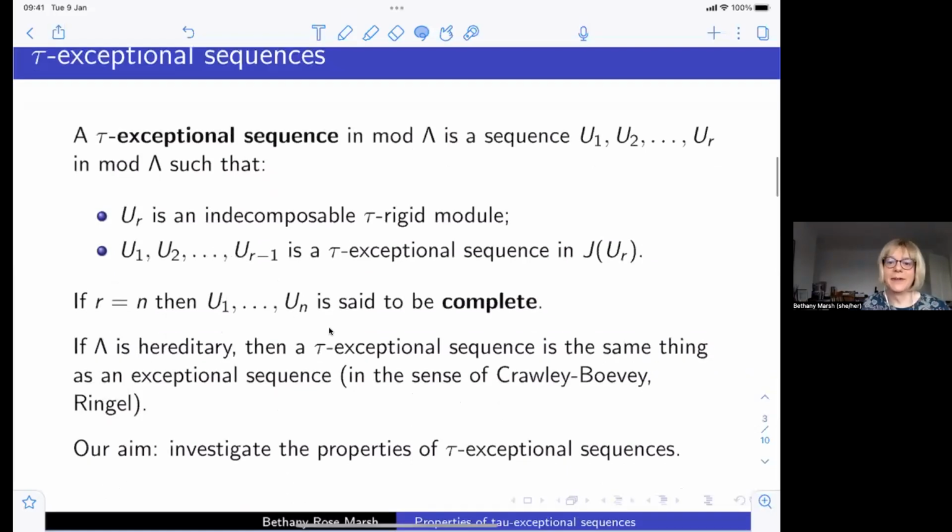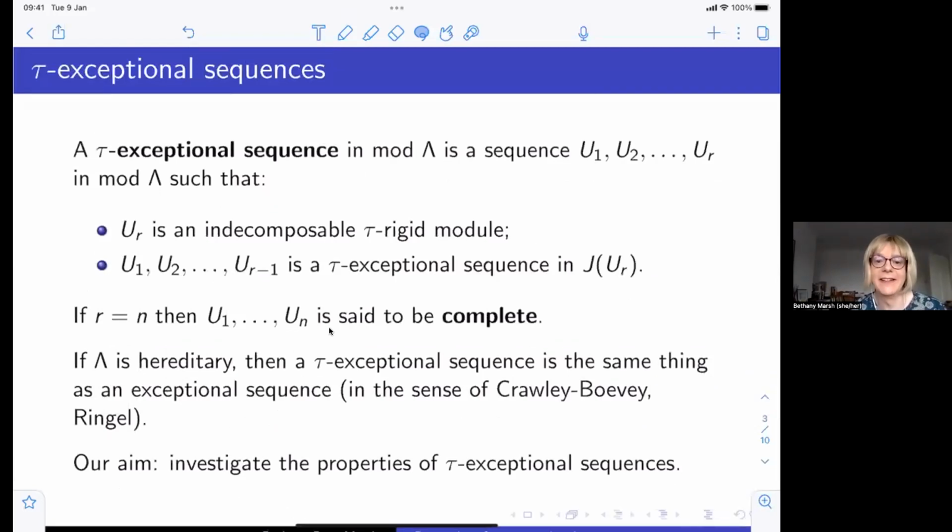Okay, so what is a tau exceptional sequence? This is a sequence U1 up to Ur of modules, where Ur is an indecomposable tau rigid module, and the first part of the sequence is a tau exceptional sequence in J of Ur, this orthogonal category. So it's a recursive definition. Because the number of simples goes down at each stage, the longest length it could be is n; r must be at most n. If r is equal to n, it's said to be complete. And if lambda is a hereditary algebra, a path algebra, then a tau exceptional sequence is the same thing as an exceptional sequence in the classical sense, from Crawley-Boevey and Ringel. So these are the sequences we're investigating, and I guess they give some idea of the structure of the category that we're working with.